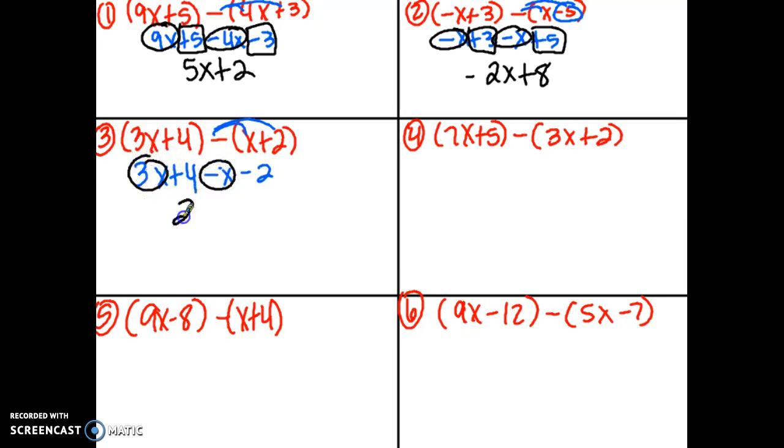3x minus x is 2x. 4 minus 2 is 2. My answer is 2x plus 2.